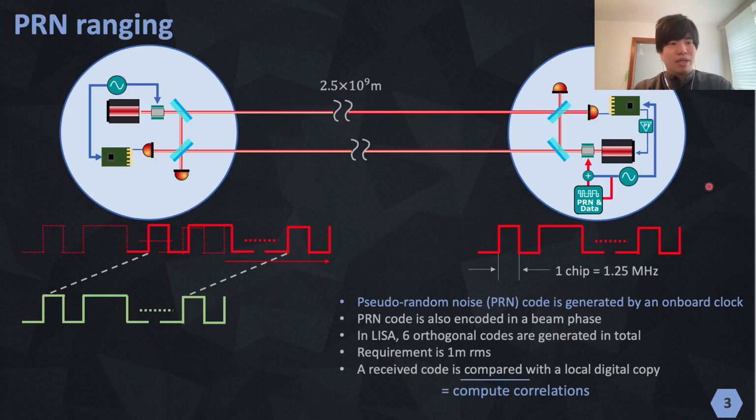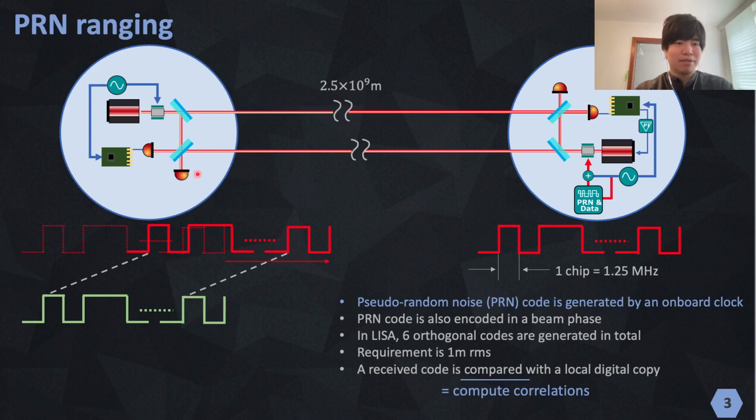This slide shows how we achieve the ranging. So in LISA, for clock synchronization, we need to embed our onboard clock in the phase using EOM. On top, for this ranging, we need to embed a so-called pseudo-random noise code, or just PRN code, also in the phase using EOM. So what is PRN code? It is just 0-1 digital data, which is carefully designed. This is embedded in the phase and propagates to the distant spacecraft.